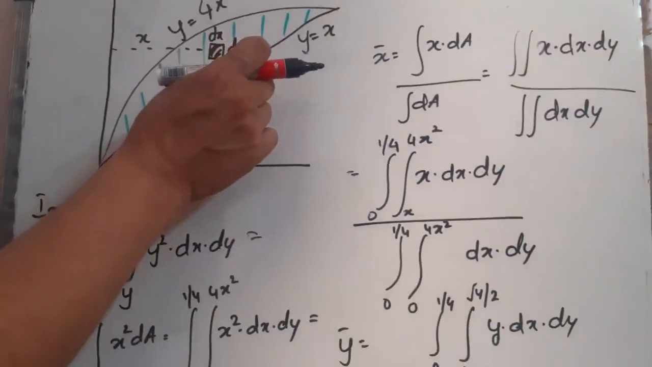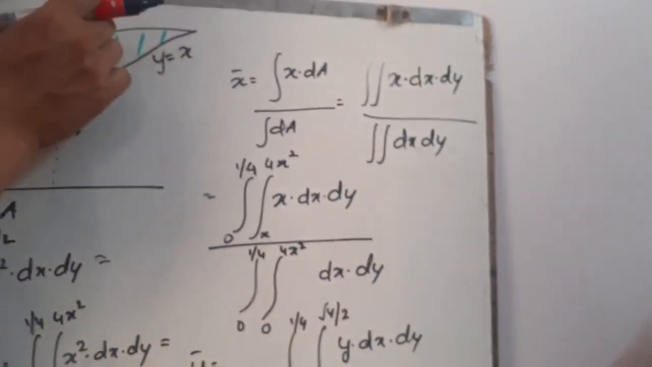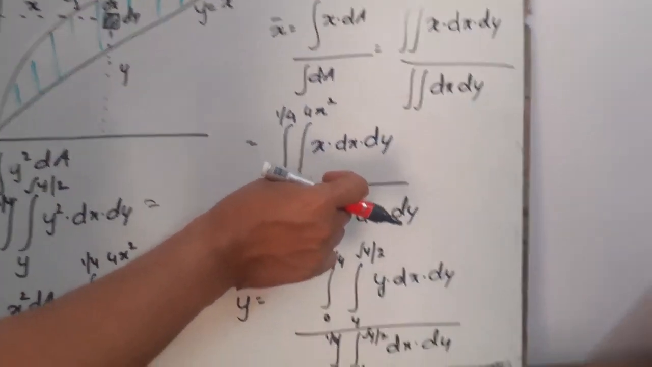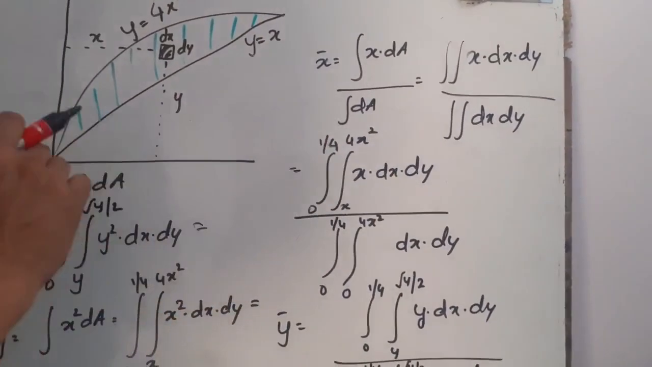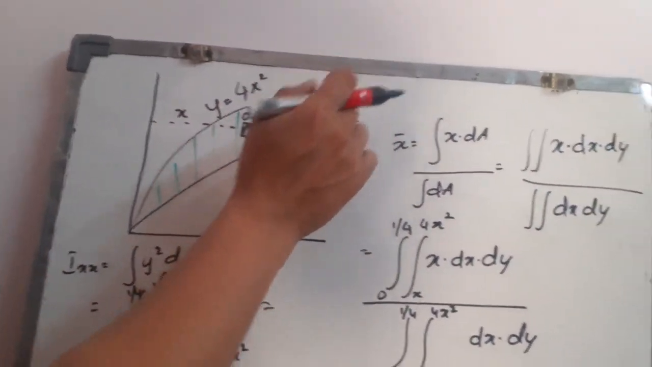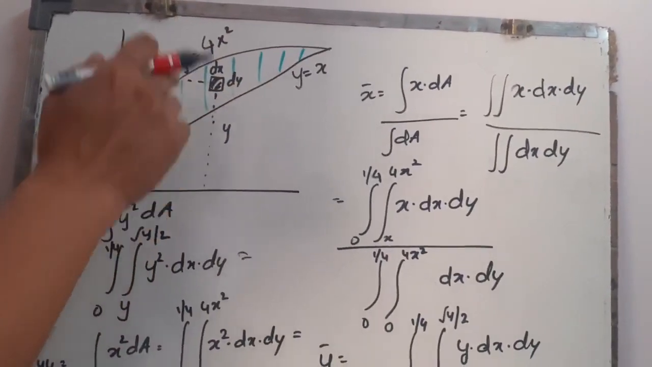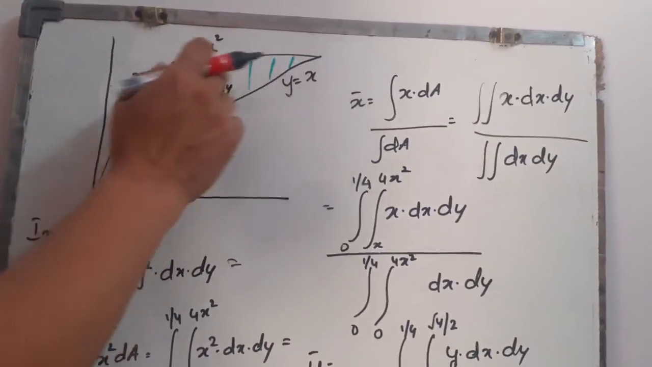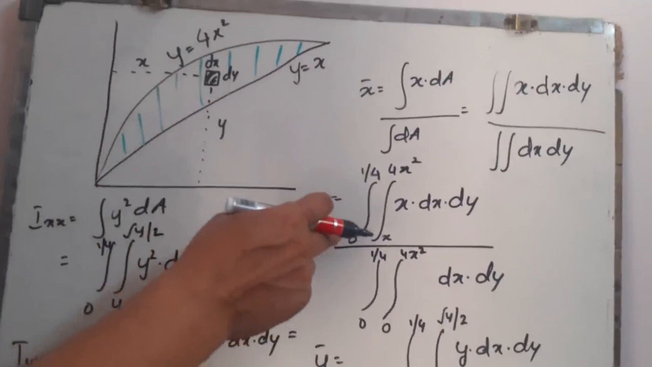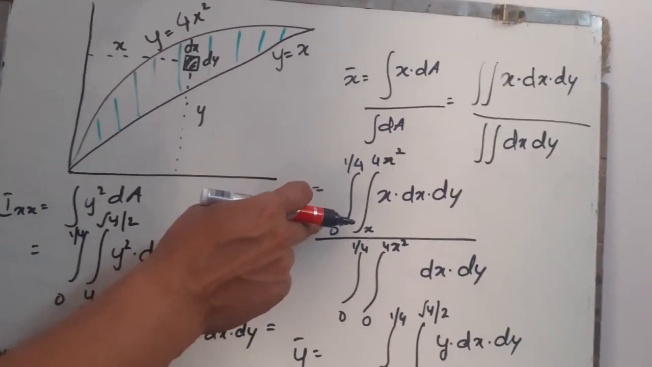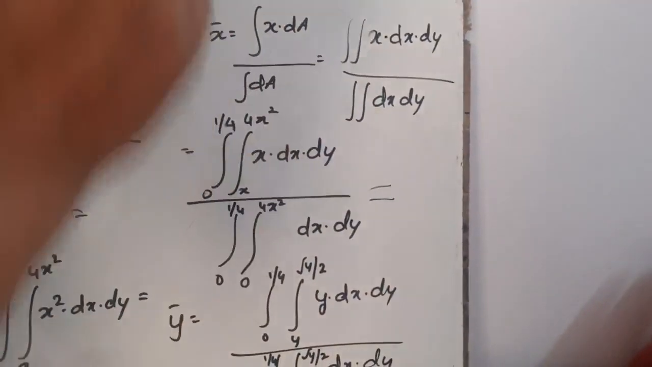So the limits of y are: the element starts from y is equal to x and goes until y is equal to 4x square. So the limits of y are x to 4x square, and for the limits of x we need to find the intersection point of this parabola and the straight line. To find the intersection point, equate these two values, and you will get the point of intersection, which is 1 by 4. So x varies from 0 to 1 by 4. You perform this integration and you get the value of x bar.